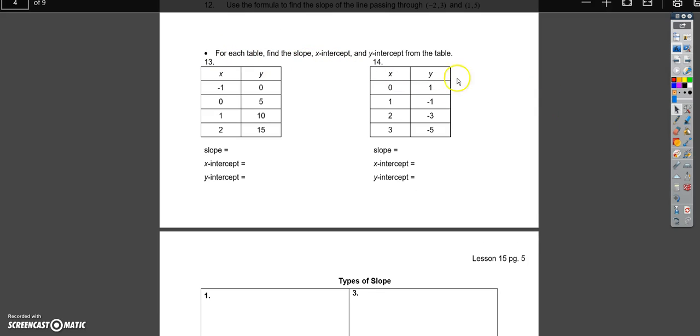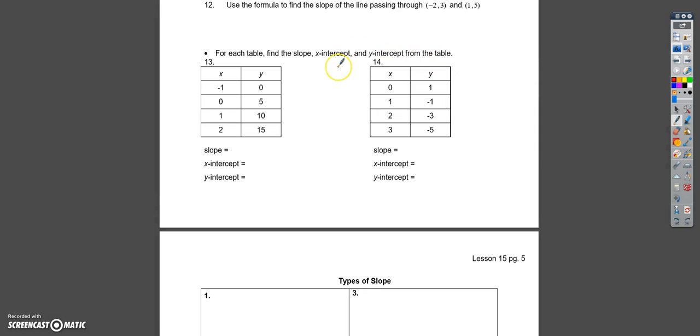For each table, find the slope, x-intercept, and y-intercept from the table. Well, x-intercept, we know y is going to be 0. Y-intercept, we know x is going to be 0. So we can look up here for y is 0. Here it is. So that's -1. Y-intercept is when x is 0, so that's 5.